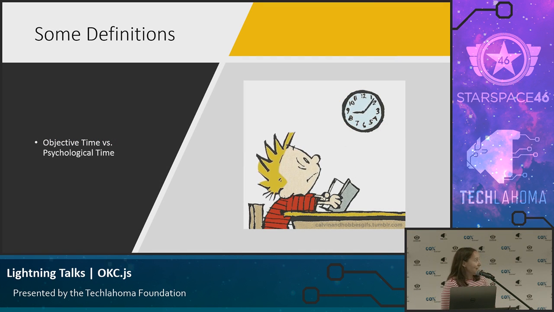All right, to start, some brief definitions. Objective time is clock time. Psychological time, on the other hand, is how we perceive time. So that might change depending on your state of mind, like what your mood is, how hungry you are, or if you have a deadline. Calvin here has a deadline for a book review, and so time is moving very quickly for him.